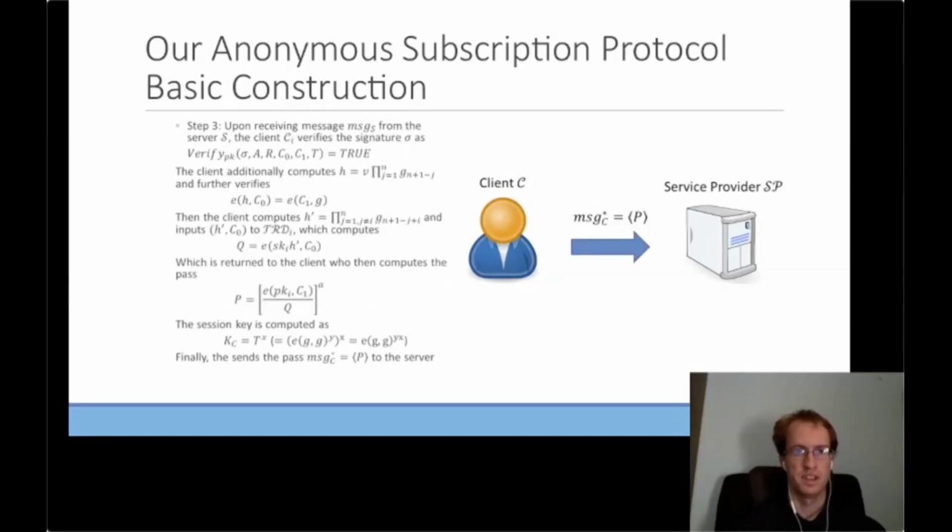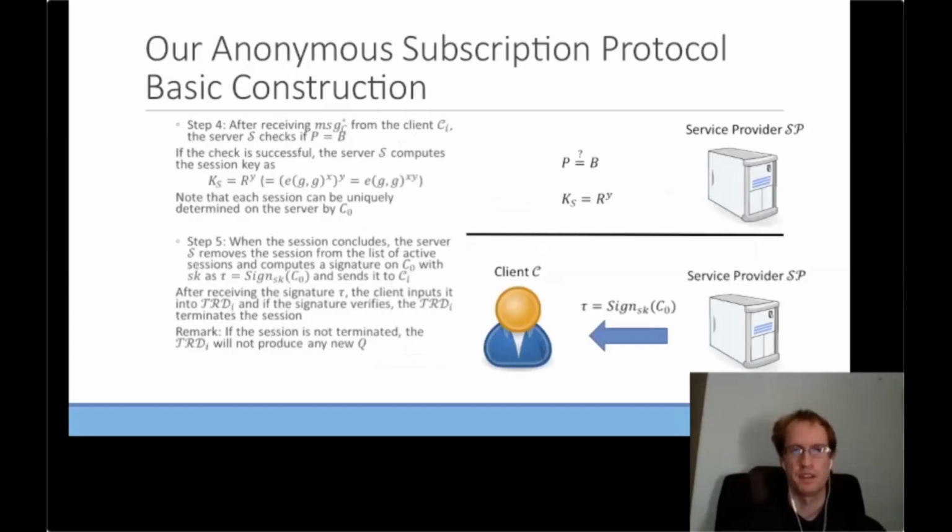It inputs this product and the signature into the tamper resistant device, which computes Q, which is passed back to the client that computes the pass as P, and then the session key is computed as T to the power x, which is equivalent to e(g, g) to the power gamma x. Finally, it sends the pass to the server, and the server checks whether or not the pass is correct by comparing it with B. If the check is successful, the server computes the session key as R to the power y, which is e(g, g) to the power xy, the same as the key derived by the client. Note that each session can be uniquely determined on the server by C0.